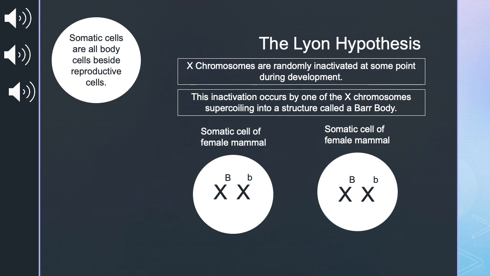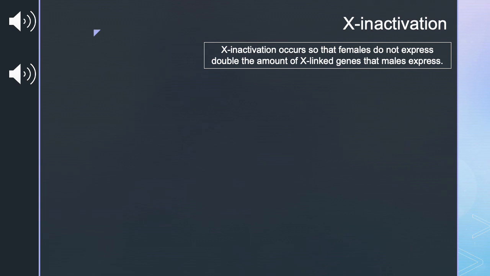As you can see in the two female somatic cell examples, opposing X chromosomes were randomly inactivated. The somatic cell on the left will express the recessive trait, while the somatic cell on the right will express the dominant trait. X inactivation occurs so that females do not express double the amount of X-linked genes that males express.